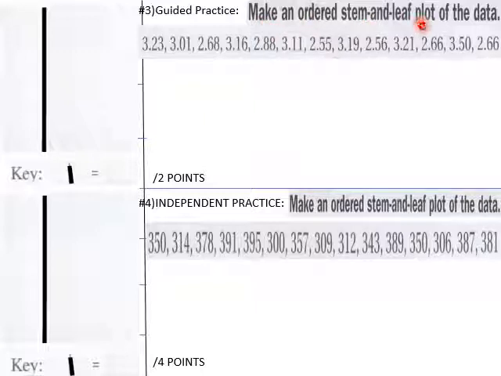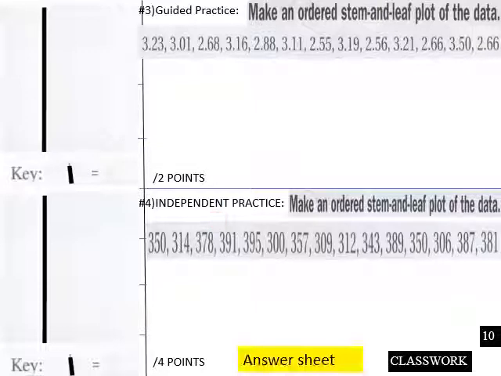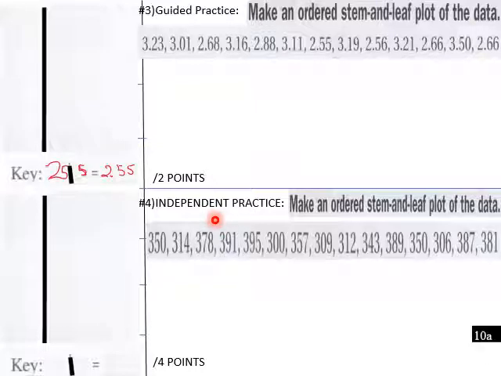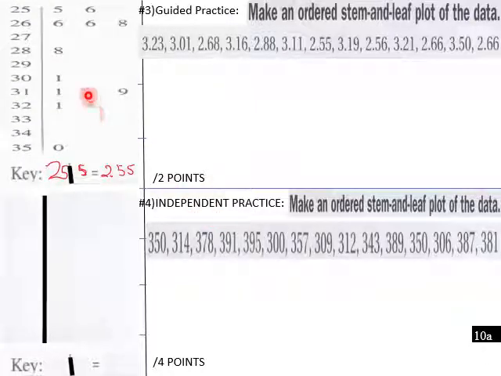Make an ordered stem and leaf plot of this data here. Now we have decimals here. Then down here, students, for you, you have a range here in the 300 range. So here's your stem and leaf here for your decimals.